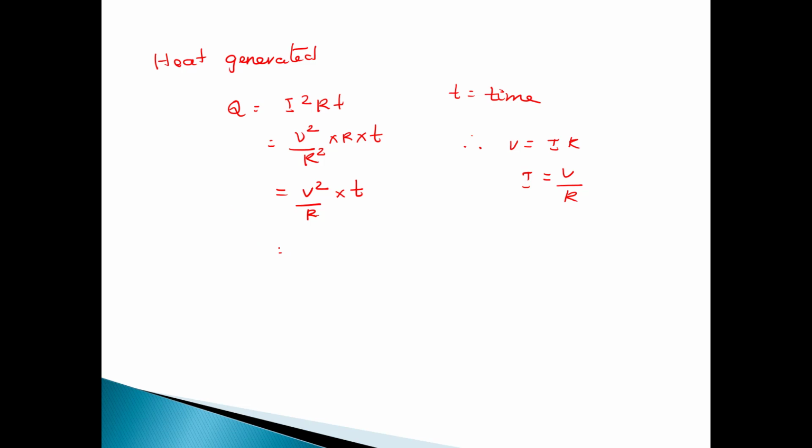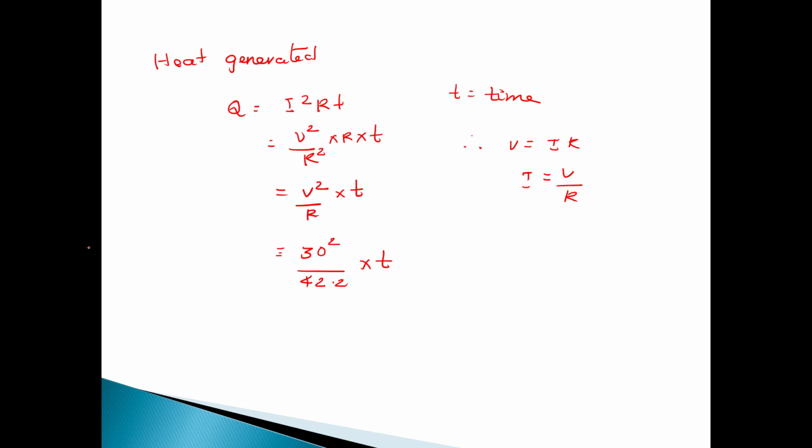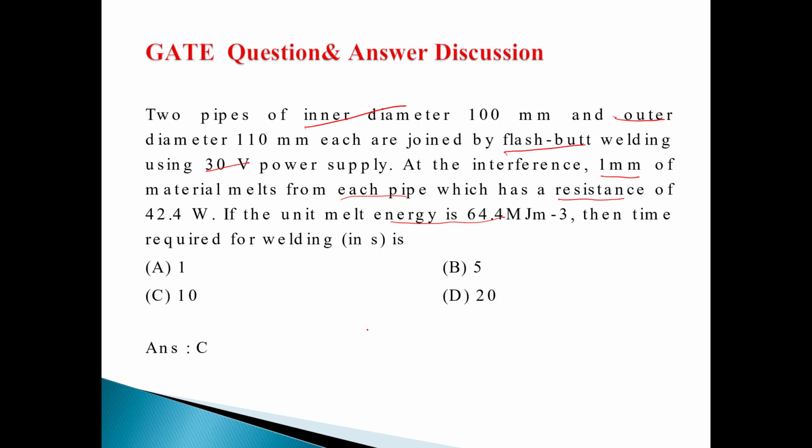From the question, V is 30 squared over 42.4. T we have to find out. Q we found from the previous equation, that is 212.32 joule. With that we can find T. Finally we are getting 10 seconds. So this is the answer. So answer is D.